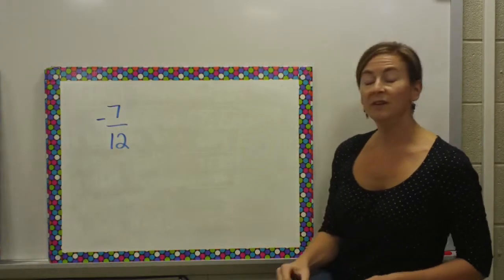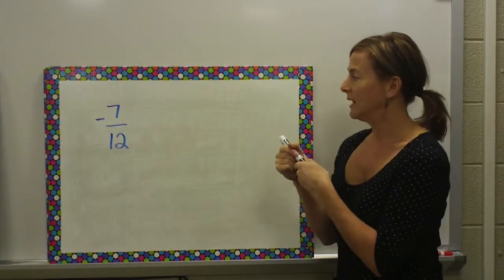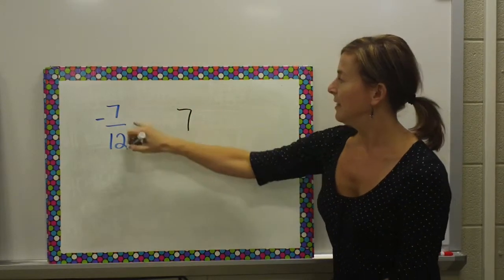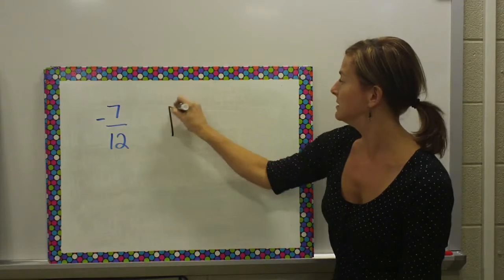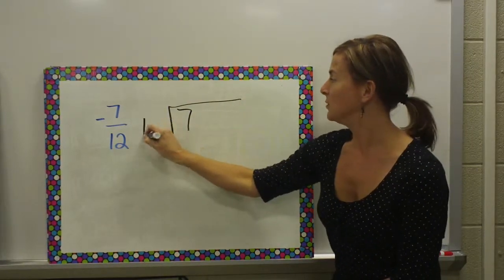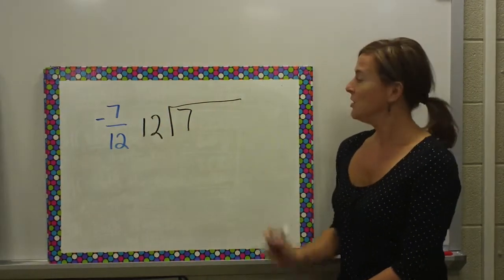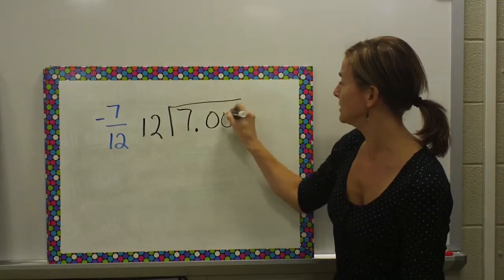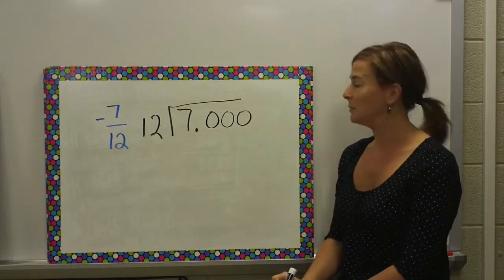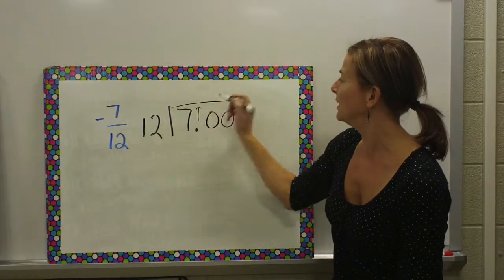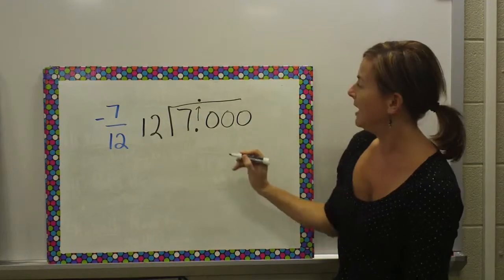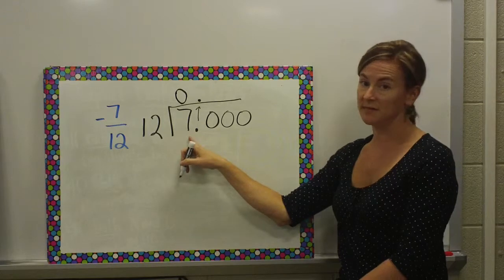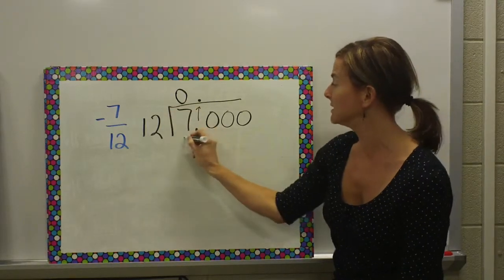Here we have a negative 7/12. So again, get used to writing the 7 first, then the division sign, and the 12 goes on the outside. First thing I'm going to do is put in my decimal point with 3 zeros, and then I'm going to go ahead and bring my decimal point up, and I'm going to start my dividing.